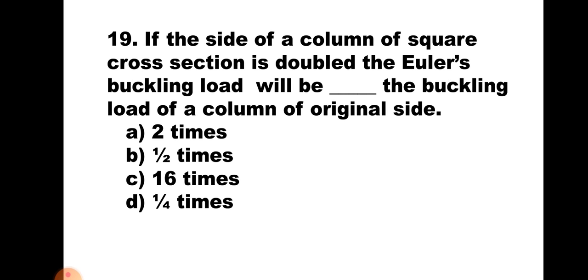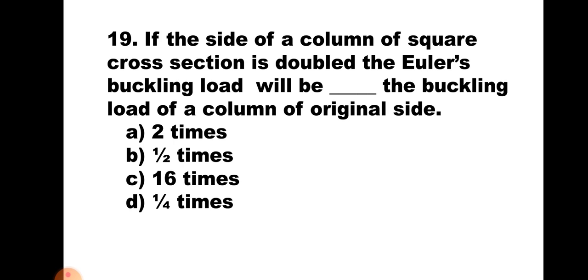Question number 19. If the side of a column of square cross section is doubled, the Euler's buckling load will be dash dash dash the buckling load of a column of original side. A 2 times, B 1/2 times, C 16 times, and D 1/4 times. Now this is also a short problem in which the side of the square column is doubled. And you have to compare, if it is double, what will be its Euler's buckling load, how many times it will be of the buckling load for the previous column.